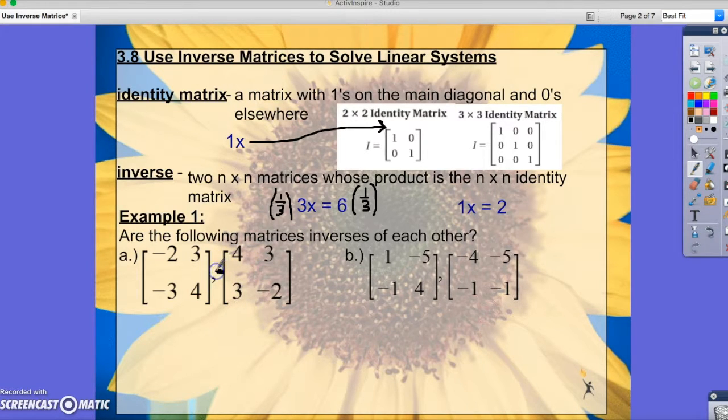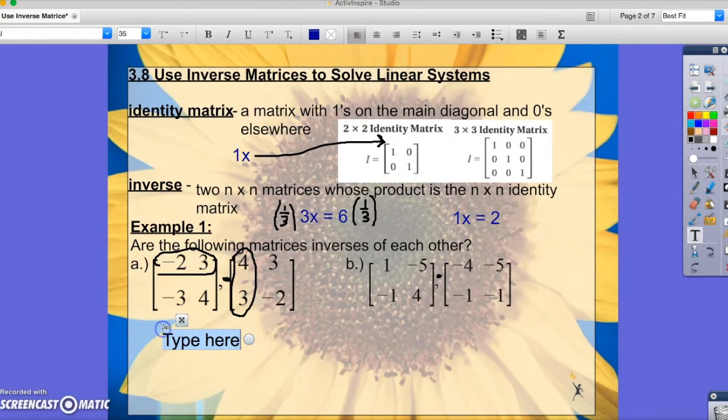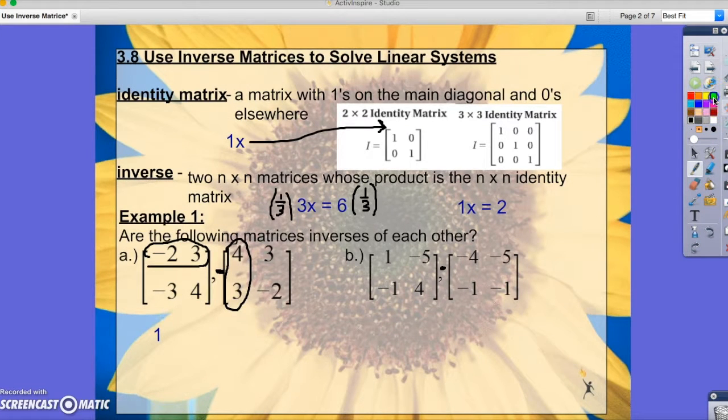It says in example 1, are the following matrices inverses of each other? All right. So I do this row by this column first. And then what do I get here? I get -8 plus 9, can I just say it's 1? Okay. Let's try the next one.